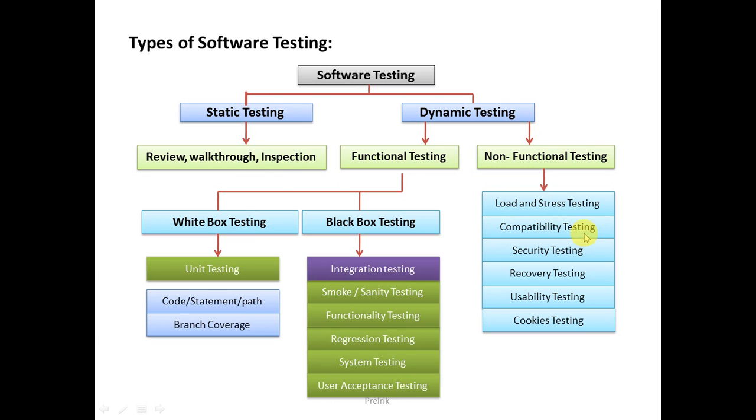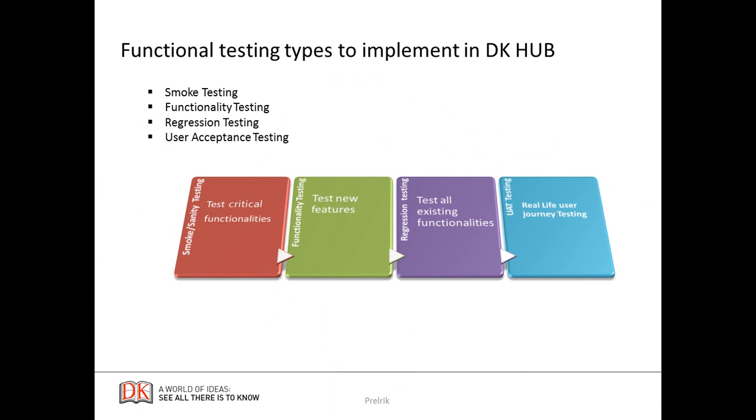Compatibility is checking your system's responsiveness on different browsers and devices. Security is like encryption testing, and the other ways of making sure that security cannot be breached. Recovery testing is like, once your data has been lost, is there any way of recovering that data? Usability is like finding usability bugs, like if the user has some problem reading or typing anything, that will come under usability. And cookies testing will be performed on the basis of session and all.